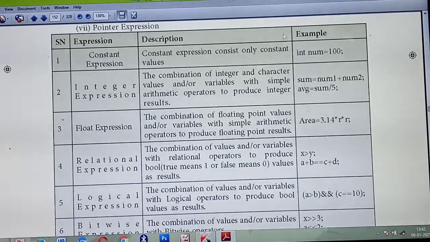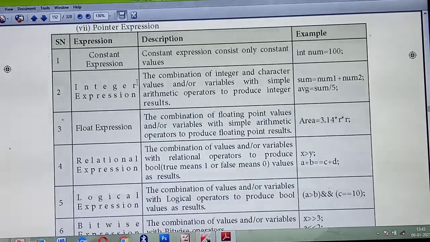For example, listen carefully: int num = 100. Which is the constant value here? 100. That means the value of num is 100. You are assigning a constant value to the variable num. Understood what you mean by constant expression? It contains only constant values. Here the variable num has the constant value 100. Second one is integer expression.